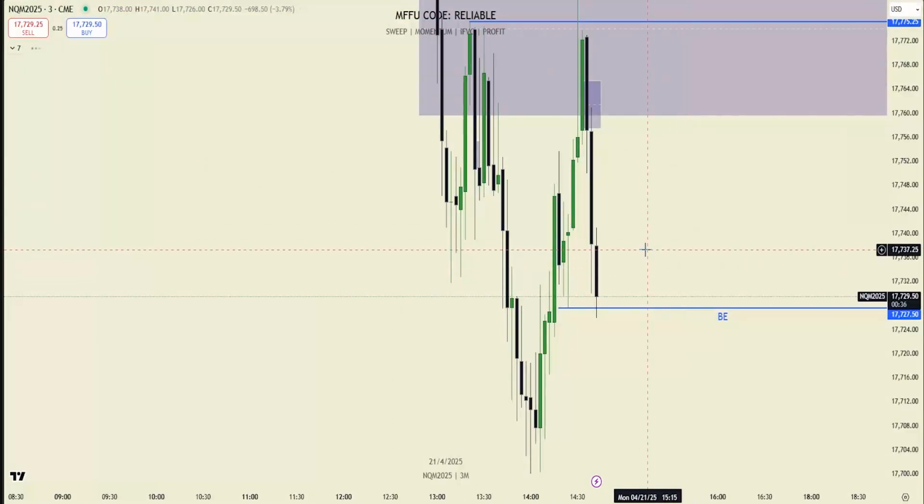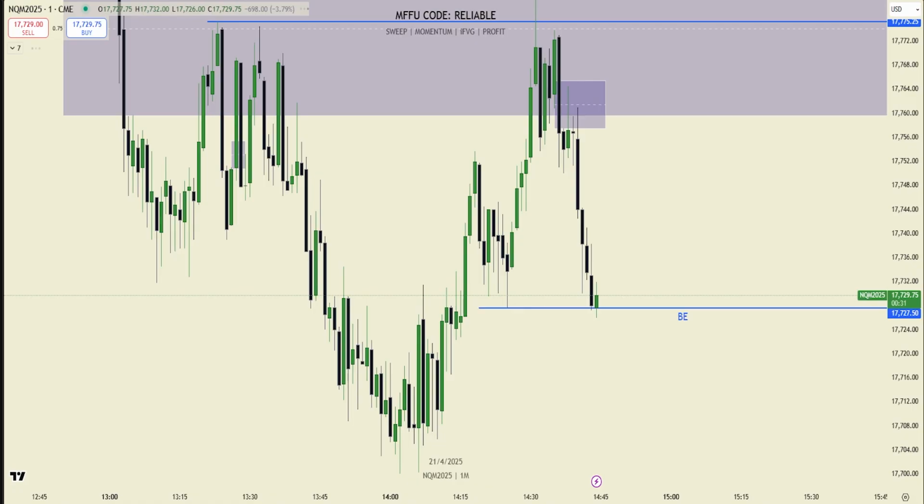So yeah, unlucky that that 3 minute close was pretty low there for the short. I'm not sure if it's going to save you, but it's always good to go break even when we're this low in the range, right?